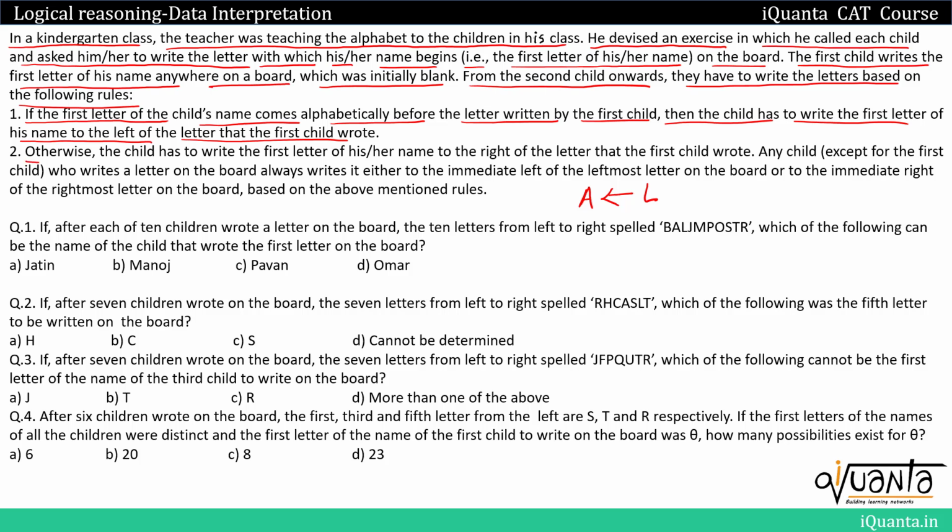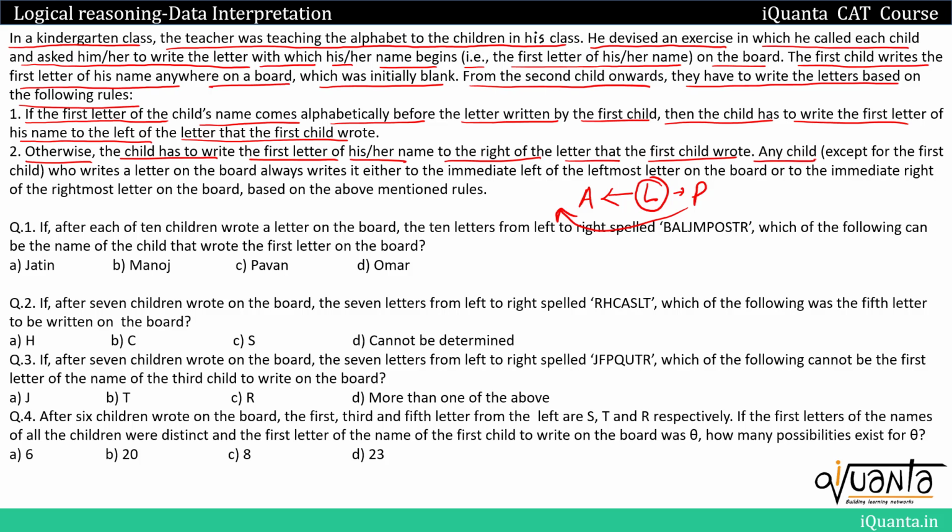So that is what we have been told in the first statement. Let us read the second one. Otherwise, the child has to write the first letter of his or her name to the right of the letter that the first child wrote. So we assume that L is the letter that the first child is writing. If the second child's first letter comes after L in the alphabetical order, let us assume it is P, then he'll definitely be writing P over here. He cannot write this P to the left of L. So all the letters that are alphabetically after L will be written to the right of L, and all the letters that are alphabetically before L will be written to the left of L. And we always have to compare all the letters with the first letter that was written on the blackboard.